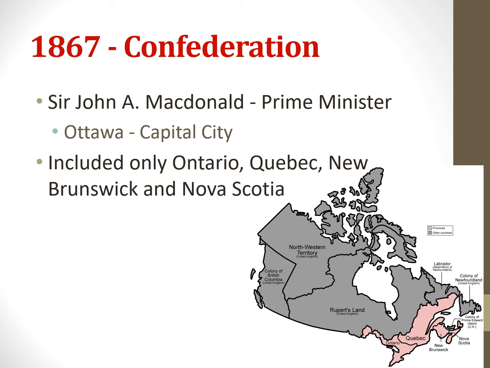He makes Ottawa the capital city. They moved it. First they wanted it to be Toronto, but then they realized that was a little too close to the United States, so they moved it further northwards. And there were actually only 4 provinces that joined: Ontario, Quebec, New Brunswick, and Nova Scotia. Pretty much everybody else hadn't joined or was not invited to the table to talk about it.